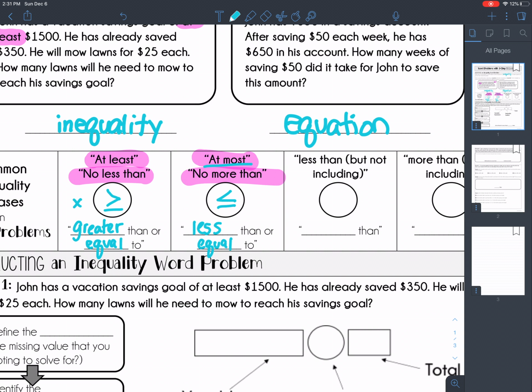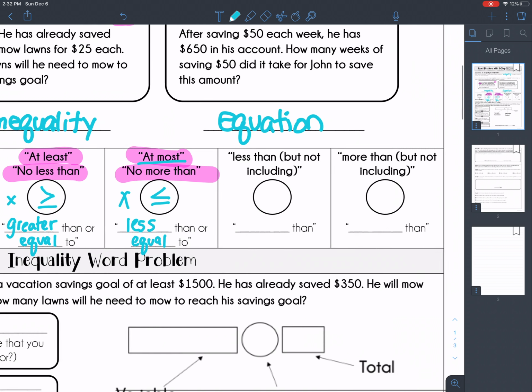So if I want to make at most or no more than something, I need to stay under that, which means I'm talking about numbers that are less than that. So X has to be smaller than or equal to that number, whatever that number is.